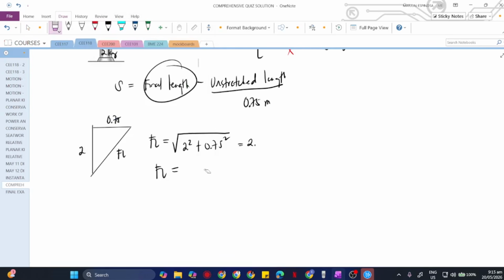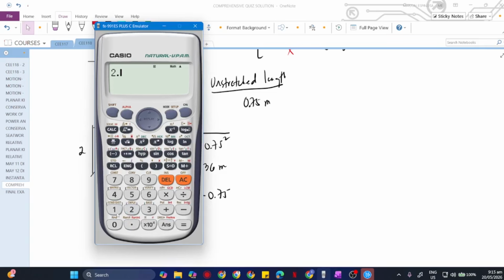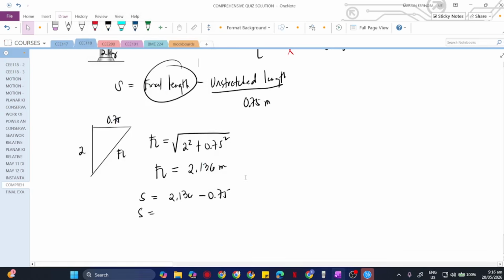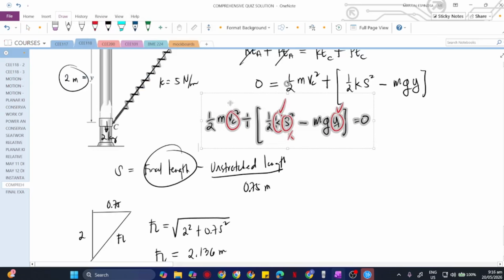2.136 meters. So yung S pala natin would be 2.136 meters minus 0.75, and you would get 2.136 minus 0.75. Makukuha nating value dito is 1.386 meters. So yan yung gagamitin natin na S value. Okay? So galing dito, galing dyan.